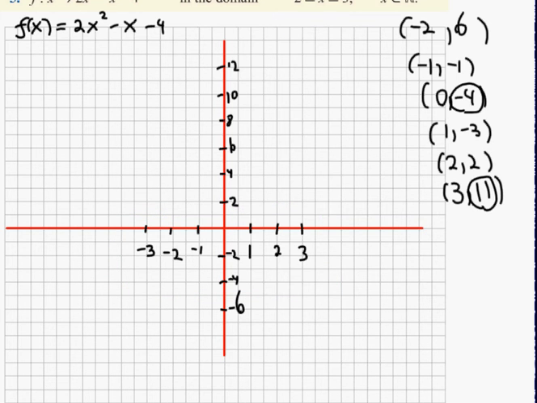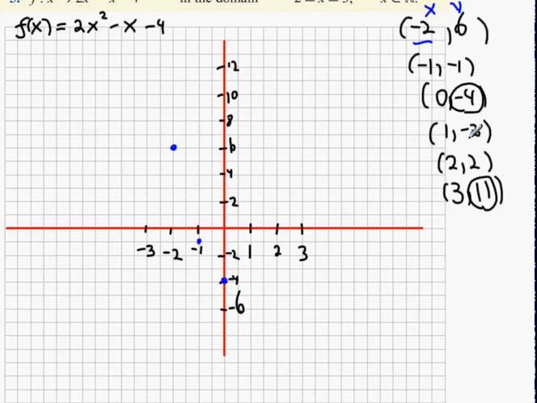And so I'm going to start drawing now, okay? So minus 2, 6 means that's the x value, which are the inputs. The y values are the outputs, okay? So input of minus 2 would give us an answer of 6. An input of minus 1 gives us an answer of minus 1. An input of 0 gives us an output of minus 4.